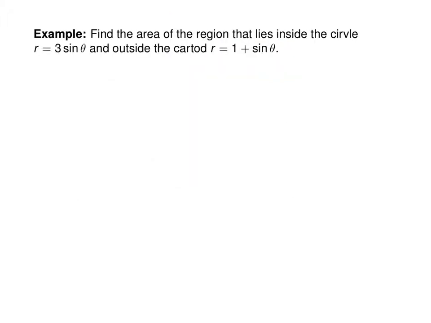So find the area of the region that lies inside the circle r equals 3 sine theta, and outside the cardioid r equals 1 plus sine theta. So first let's start by sketching these curves. So 3 sine of theta. So sine of theta looks like this, approximately, just pretend. There's my theta axis, there's my r axis.